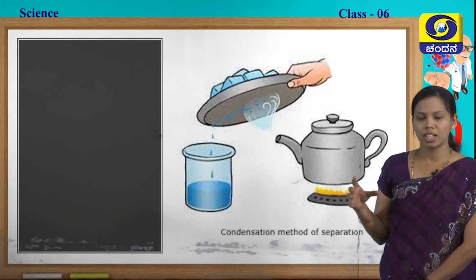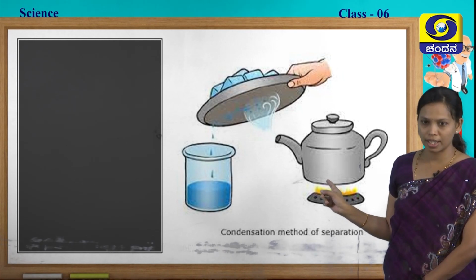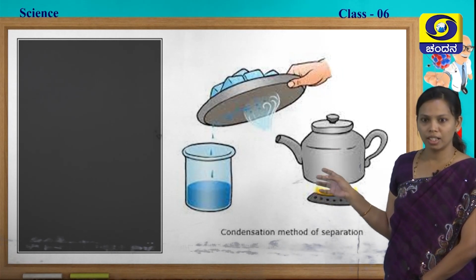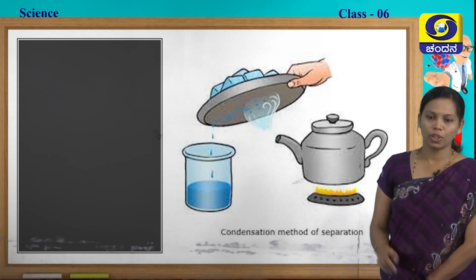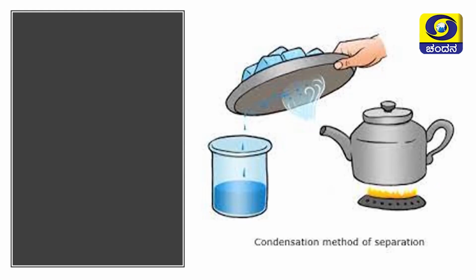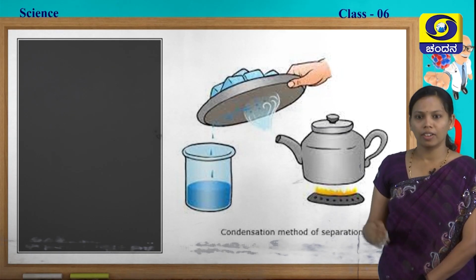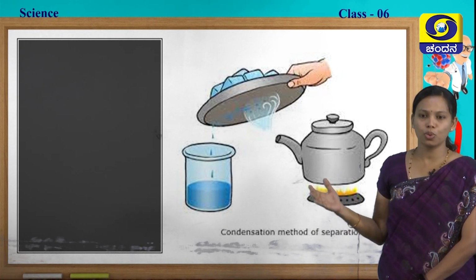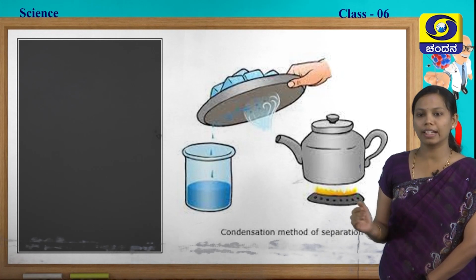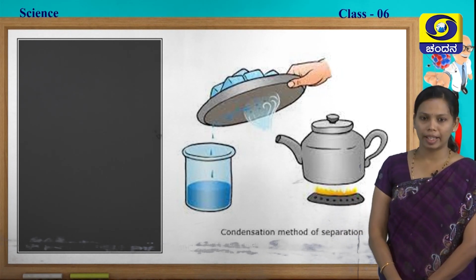First, we need to take the salt solution in the kettle that you can see in the picture, transfer that into the kettle and close the lid properly. You can see the spout of the kettle, and from that the steam will come out. Just above that, take a plate which has the ice cubes on it. When the steam touches the plate, slowly it condenses and converts into water droplets which are collected in the beaker, so that we can convert the salt solution into salt and water. Here we will get the salt as well as water back.